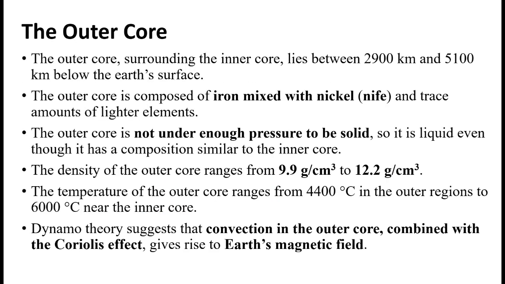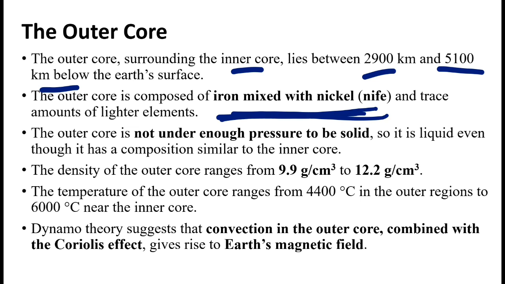Then the outer core. The core is the innermost layer, and it is divided into two parts. One is the outer core, one is the inner core. The outer core, surrounding the inner core, lies between 2900 kilometers and 5100 kilometers below the Earth's surface. The outer core is composed of iron mixed with nickel, and trace amounts of lighter elements. The outer core is not under enough pressure to be solid, so it is liquid, even though it has a composition similar to the inner core.